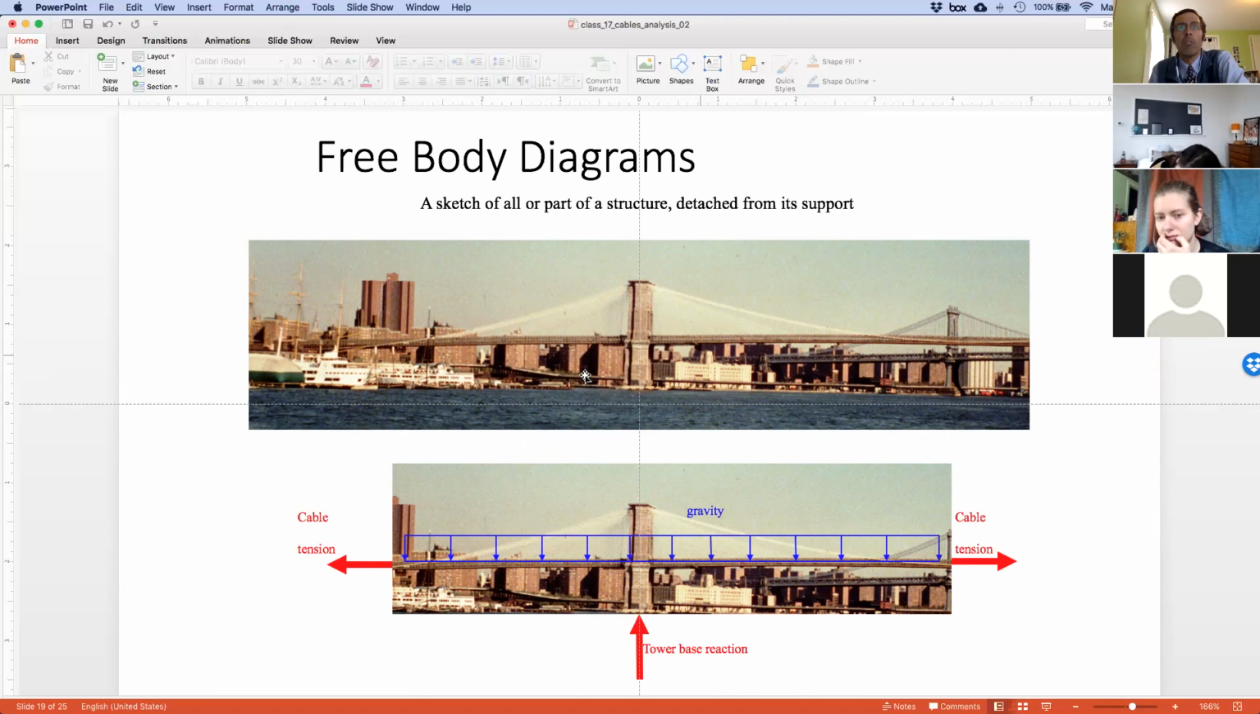This is the Brooklyn Bridge, as you can see here, and this is a free body diagram layered on top of it: some gravity load, which could be dead and live combined, cable tensions, again assumed perfectly horizontal, and then a tower base reaction vertically here. I've neglected both the horizontal and moment parts of the tower base reaction for the suspension bridge, and that's a fair enough assumption for the level of analysis and design that we're going to want to do.